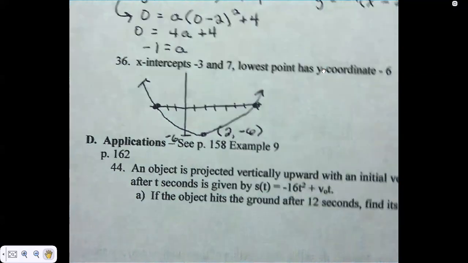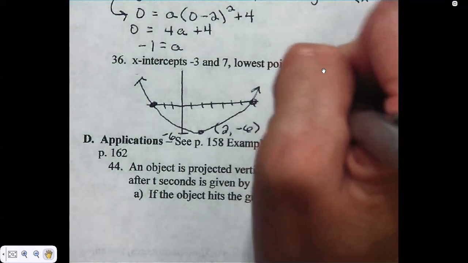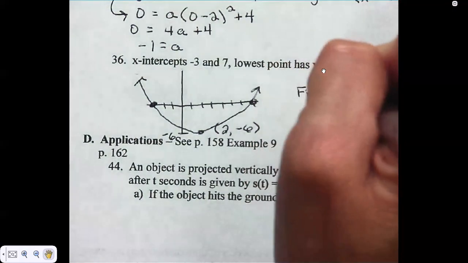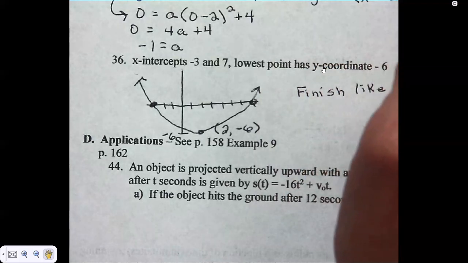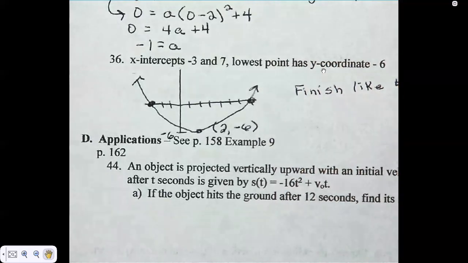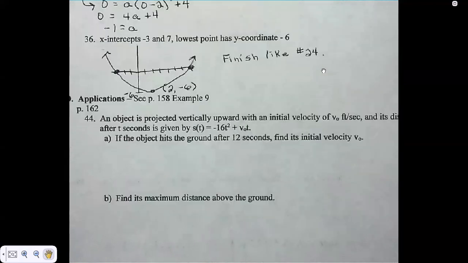And just because I want to get to these two applications, now that we have the whole vertex, I'm going to say finish it like number 24. Put the vertex in vertex form and then solve for the coefficient using one of your two x-intercepts. All right. Any questions?